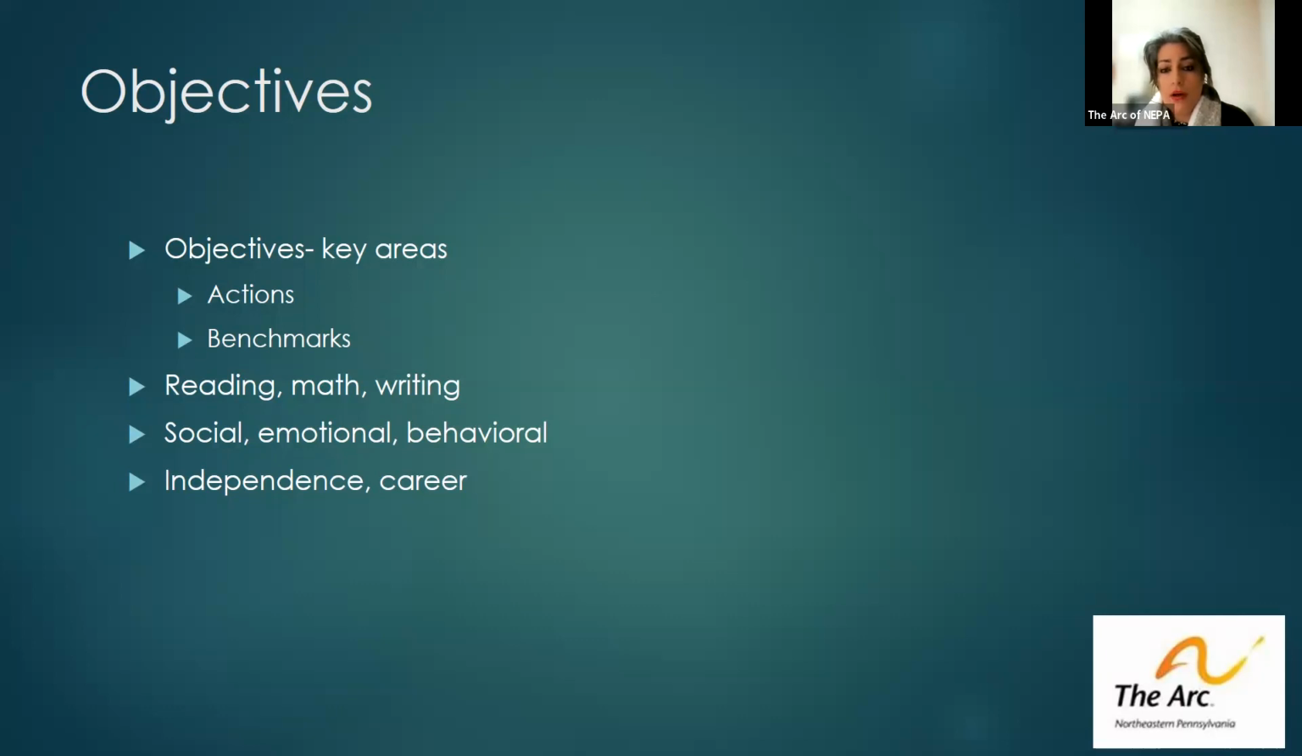Other goals might focus on other areas of reading, so perhaps phonics. They might have to do with math or writing. Some goals will have to do with social emotional behavior, but they should all be specific and focused, like Sally's reading goal. Some goals might have to do with independence or career, but they will all start with present levels.